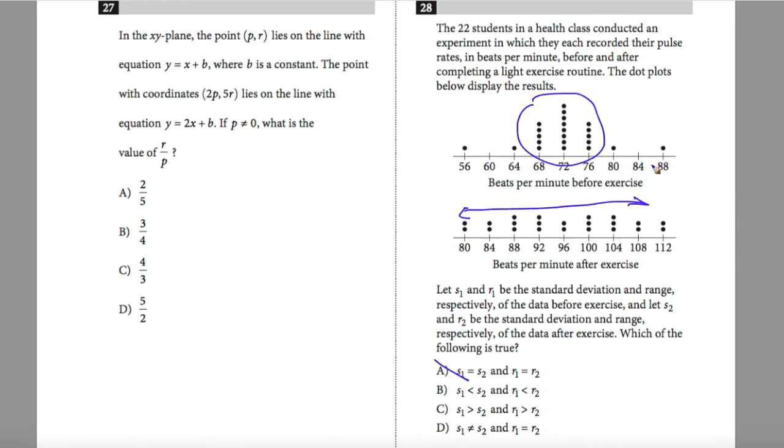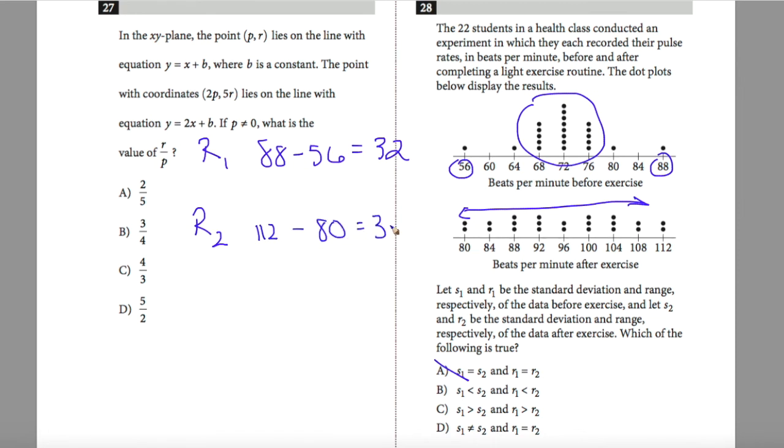Now, regarding the range, I'm going to take the 88 and subtract the 56. So 88 minus 56, and this is referring to range 1, being the data set of beats before exercise. This will give me 32. Now if I do my range 2, I'm going to have 112 minus 80, and it is also 32.